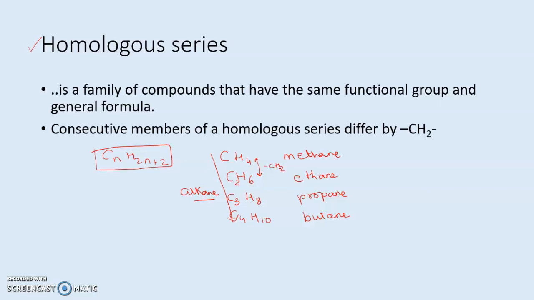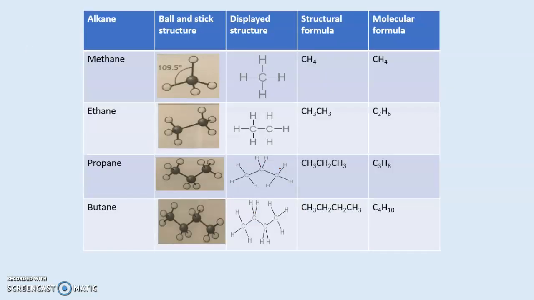Each family of hydrocarbons or organic compounds will be using a specific general formula, and anything derived from that specific general formula is your homologous series.